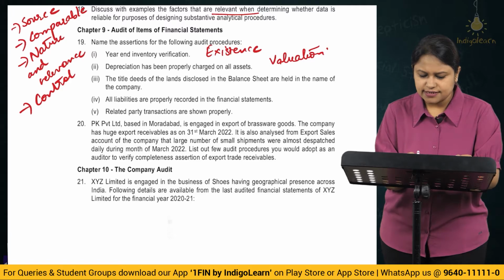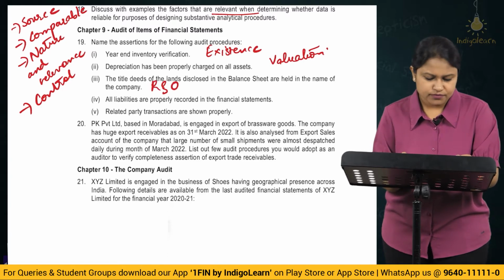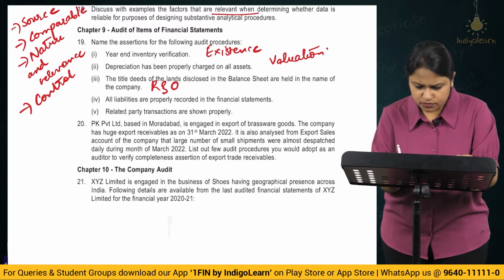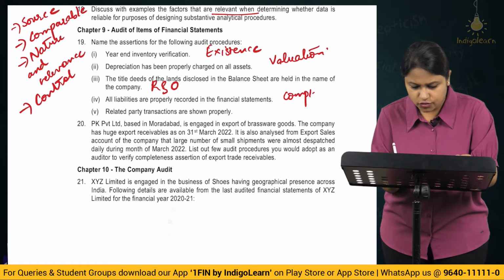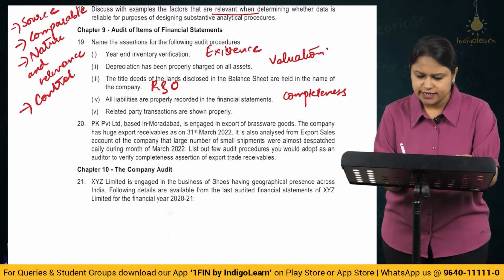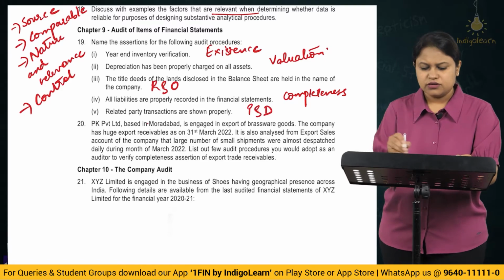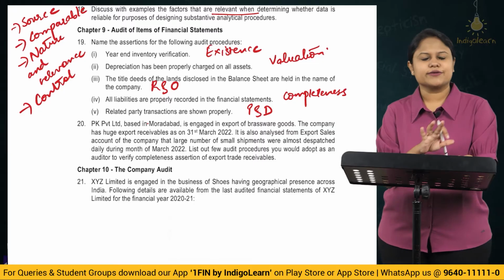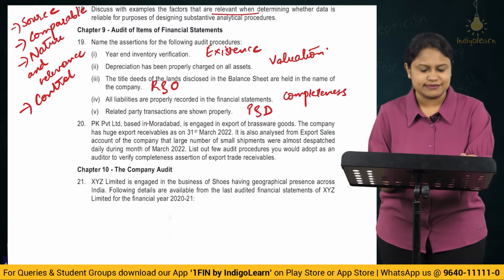Title deeds of the lands disclosed in the balance sheet are held in the name. So rights and obligations. All the liabilities are properly recorded in the financial statements. So completeness. All are recorded, right? Then related party transactions are shown properly, presentation and disclosure. So these are all the assertions, quite simple. In exam I call this to be bonus. The concept of assertion, if you know, this is quite simple to write.